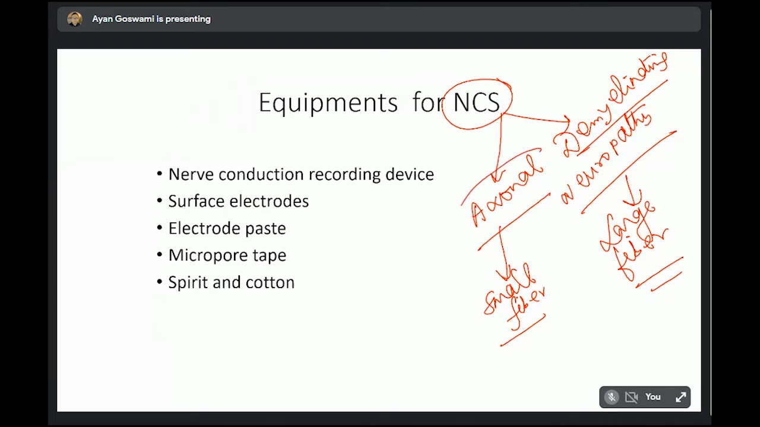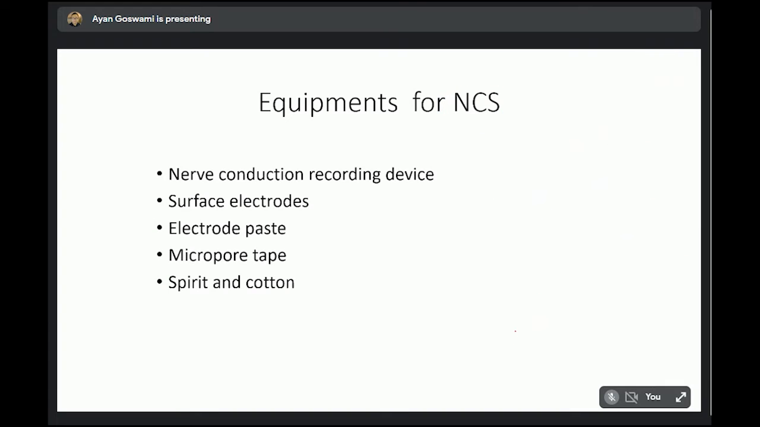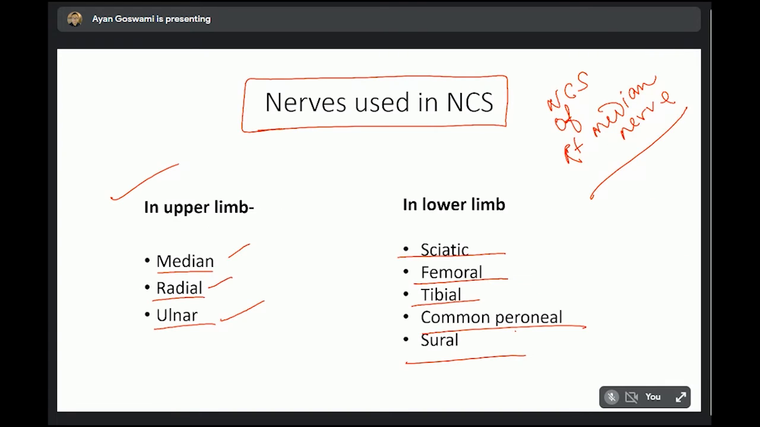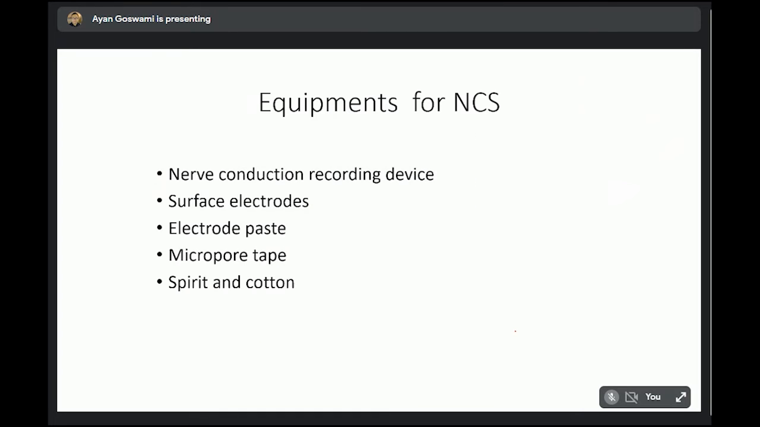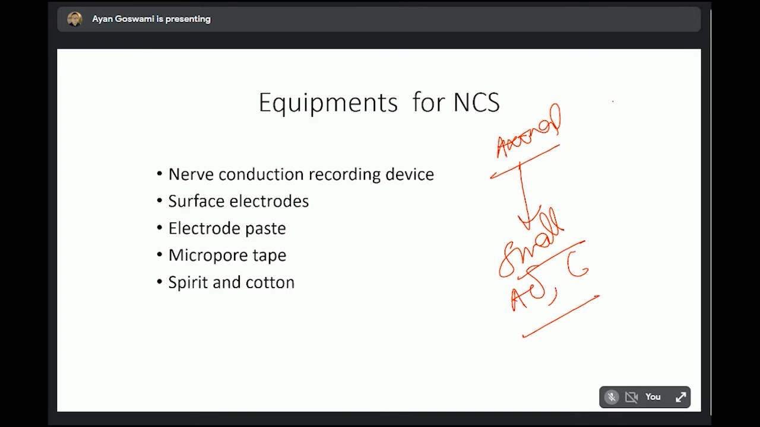So axonal neuropathy is usually small fiber neuropathy. That means A delta and C fibers, and demyelinating neuropathy is usually large fiber neuropathy, right? A alpha and A beta damage. Clear?